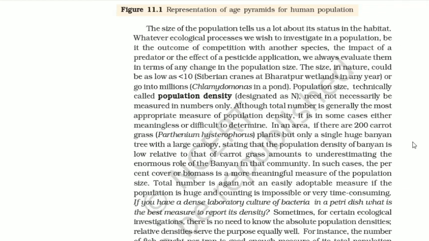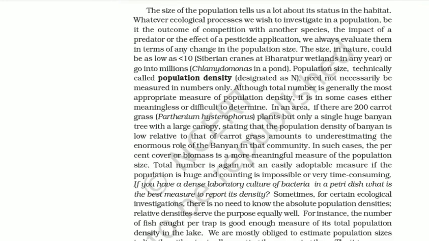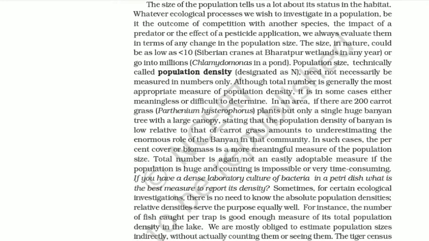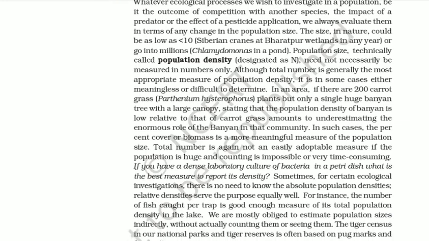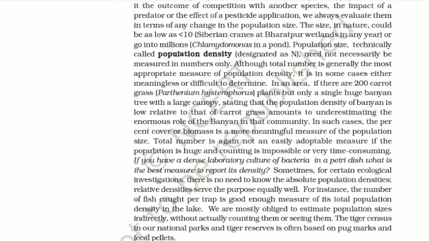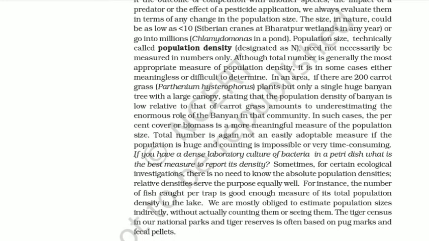The size of the population tells us a lot about its status in the habitat. Whatever ecological processes we wish to investigate in a population, be it the outcome of competition with another species, the impact of a predator, or the effect of a pesticide application, we always evaluate them in terms of any change in the population size. The size in nature could be as low as less than 10, as in Siberian cranes at Bharatpur wetland in any year, or go into millions, as Chlamydomonas in a pond.